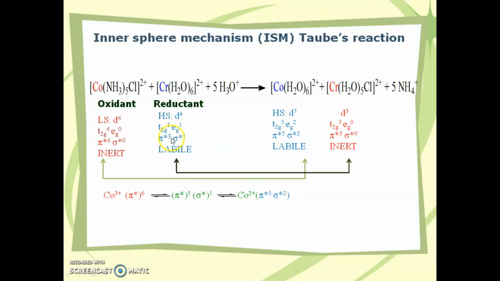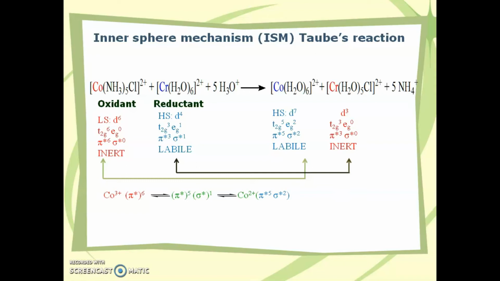So the electron is lost from the sigma star orbital of the chromium and it is gained in the sigma star orbital of the cobalt. So the inert complex has now become a labile complex, and the chromium complex, which was initially labile, has now become an inert complex. So there are spin changes that occur in the complexes also.